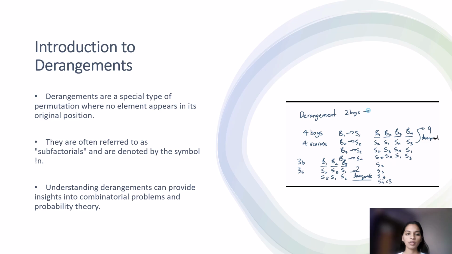Now let's see the introduction to derangements. Derangements are a special type of permutation where no element appears in its original position. They are often referred to as subfactorials and are denoted by the symbol !n. Understanding derangements can provide insights into combinatorial problems and probability theory.